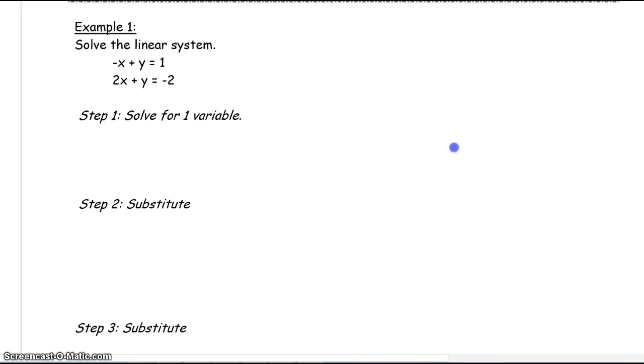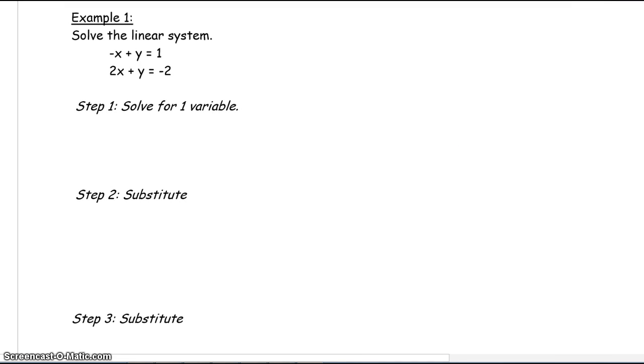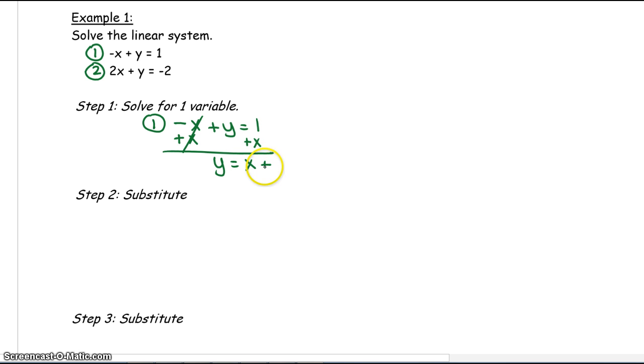So first of all, here's our example number 1. It says solve the linear system. And what you'll see is we have one equation here and another equation here, and those two create our linear system. And what we're going to do is pick one of the equations and solve for a variable. So I'm going to go ahead and pick equation 1, which is negative x plus y equals 1. And I'm going to get y by itself. So I'll do that by adding x to both sides. So this cancels and we're left with y equals x plus 1.